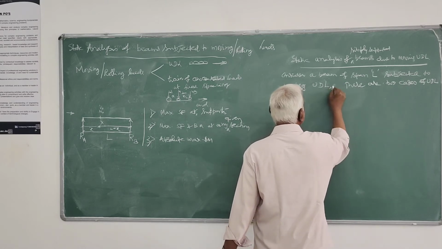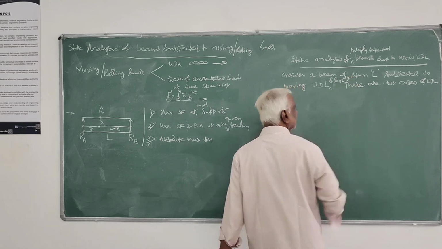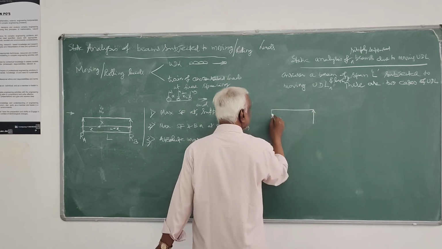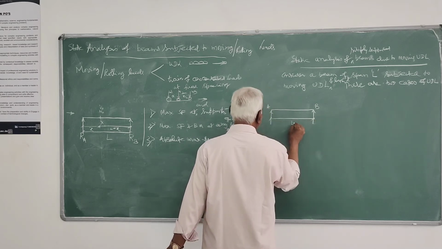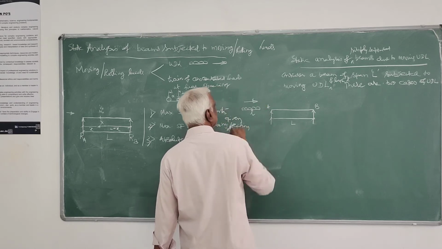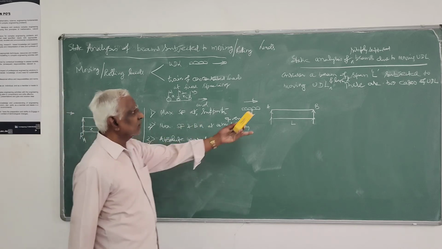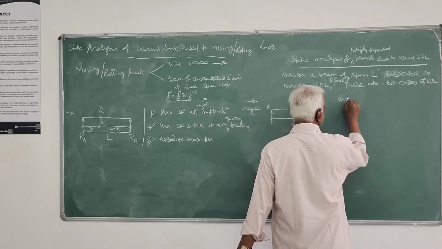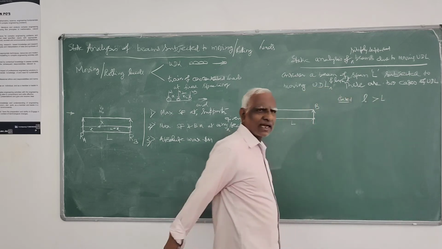Moving UDL of length small n. So you consider a beam AB of span L subjected to a moving UDL of length small n. So there are two cases of UDL. First, case 1, when n is greater than L.